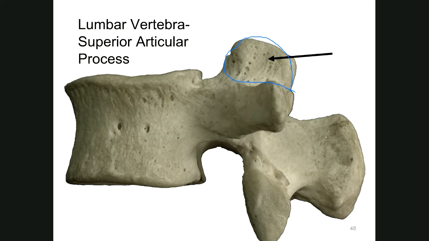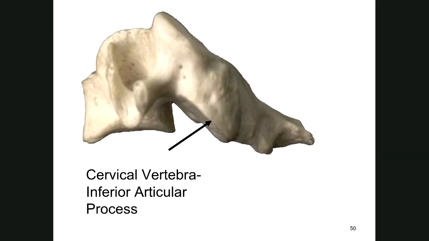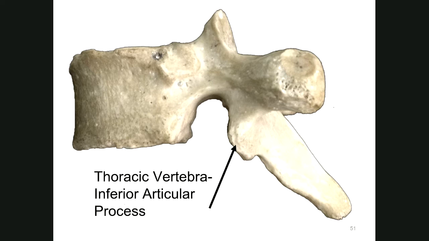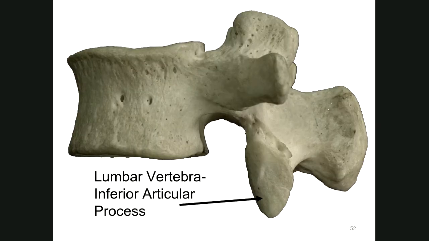All right, now I'm going to show you a couple of the inferior articular processes. This is not the best example, and even on the next one here on the thoracic vertebrae, it's still not the best example. The one on the lumbar is a really good example, and usually when I make up the tests on my own, this is the one that I like to use. This is a beautiful one. Whole thing.